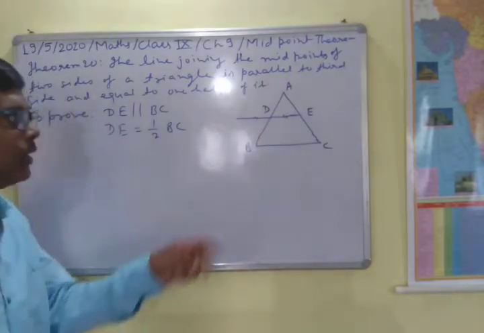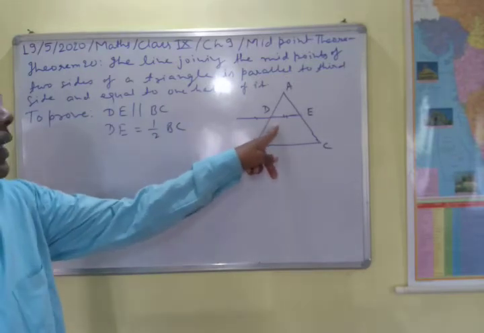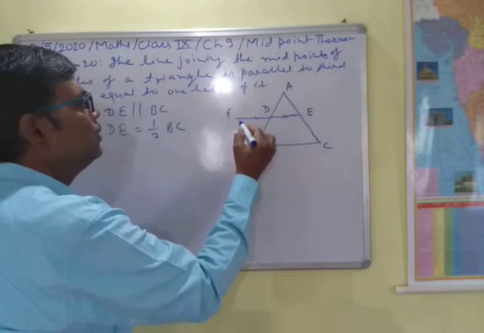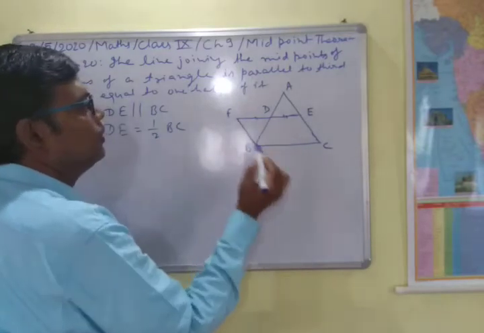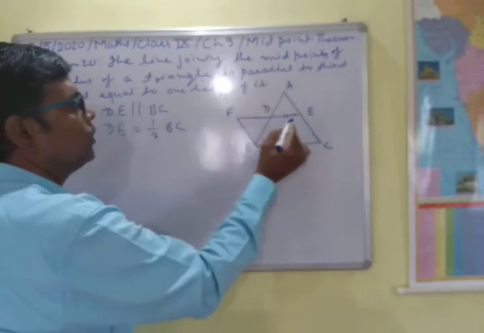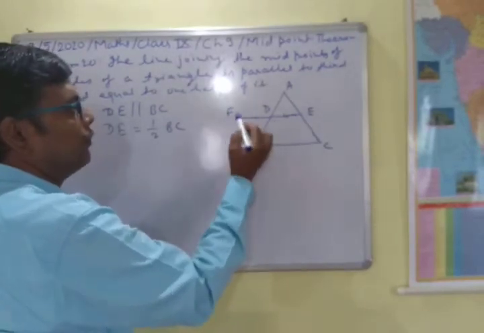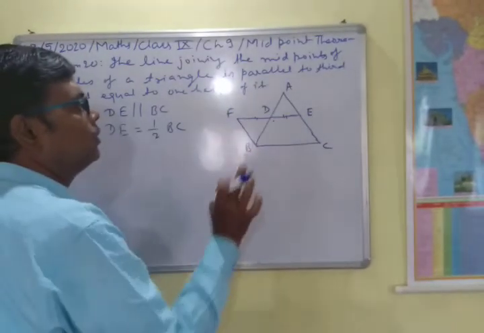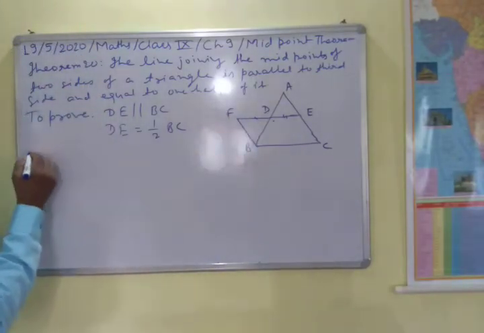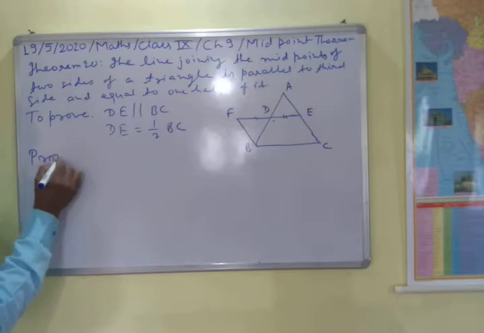That is, we will extend ED such that ED equals EF, suppose here it is F. And then join FB. Okay, remember this, that this is the construction here: you will extend ED to F so that this and this are equal, right? Now I will prove it here.